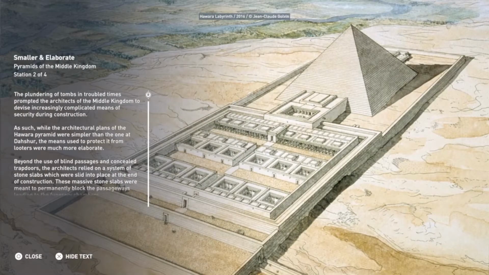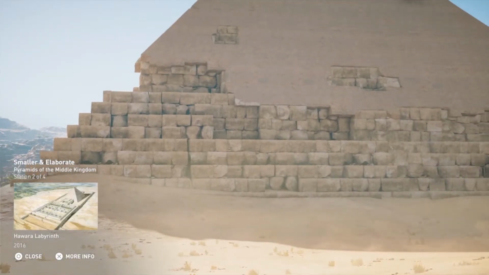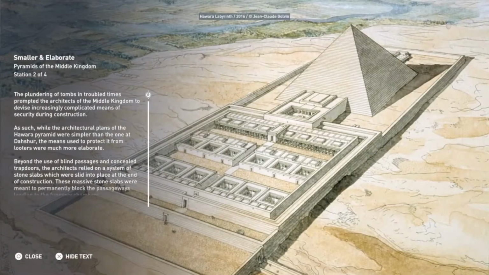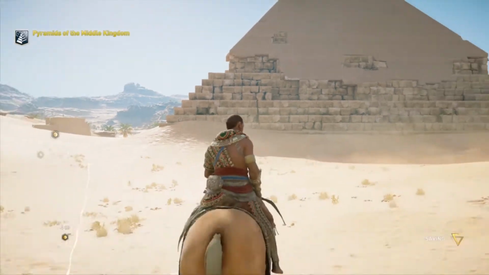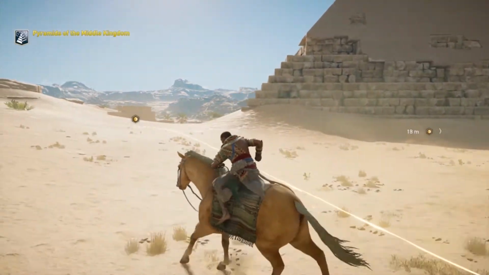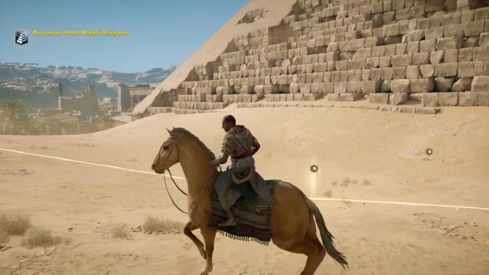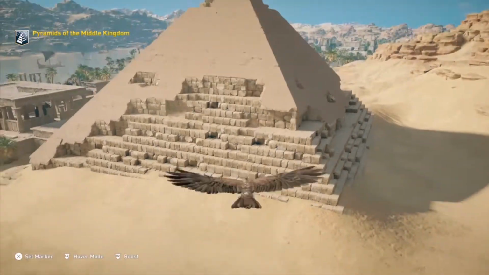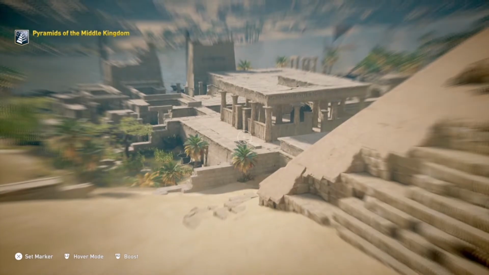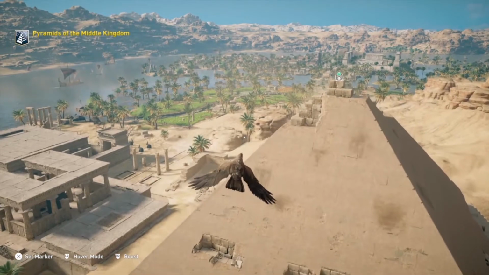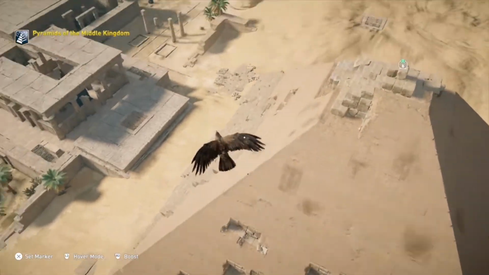The plundering of tombs in troubled times prompted the architects of the Middle Kingdom to devise increasingly complicated means of security during construction. As such, while the architectural plans of the Hawara pyramid were simpler than the one at Dahshur, the means used to protect it from looters were much more elaborate. Beyond the use of blind passages and concealed trapdoors, the architects relied on a system of stone slabs, which were slid into place at the end of construction. These massive stone slabs were meant to permanently block the passageways leading to the funerary chambers.